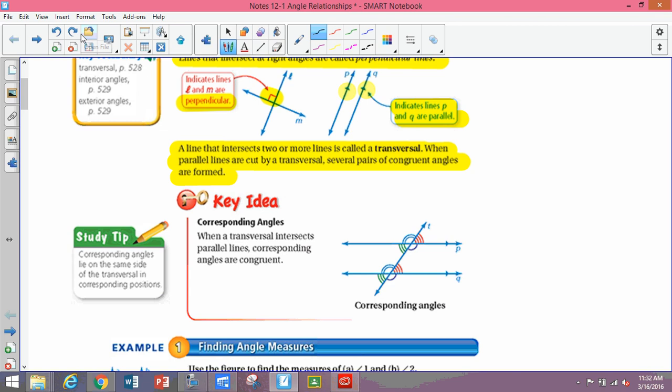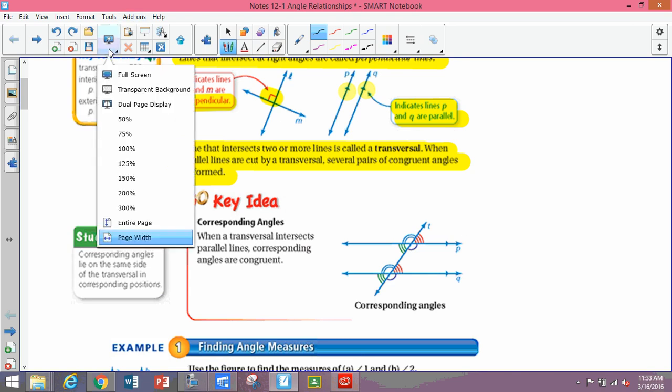The transversal is a line that intersects or cuts apart a set of parallel lines. And a lot of times it's two, although later on when you get into geometry it can be more than two. But usually for the most part it's two.